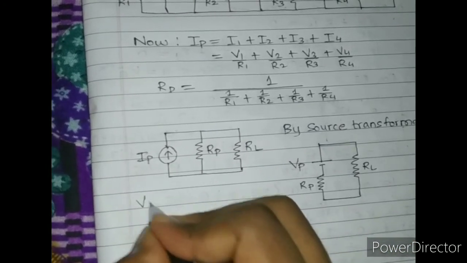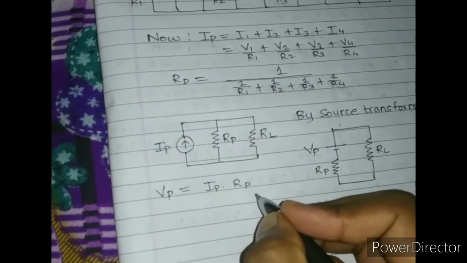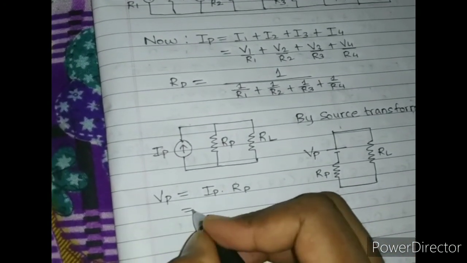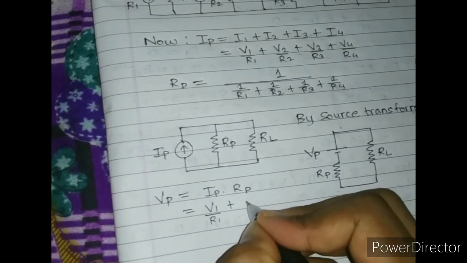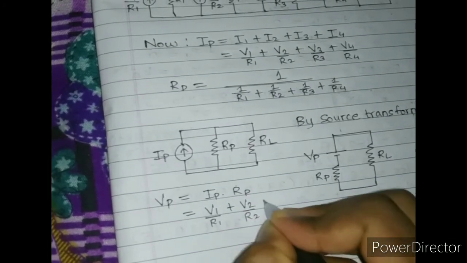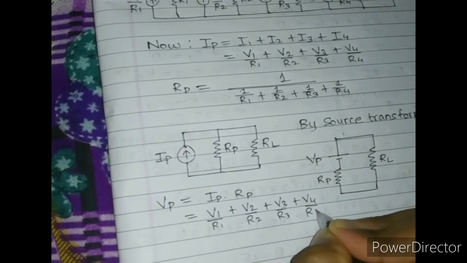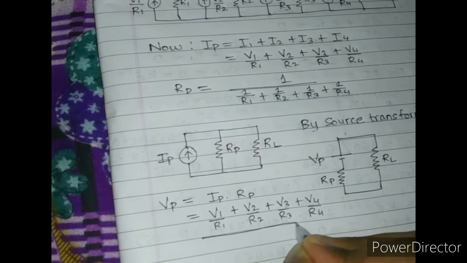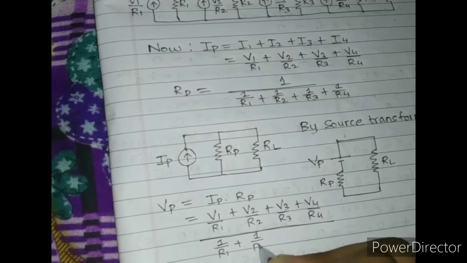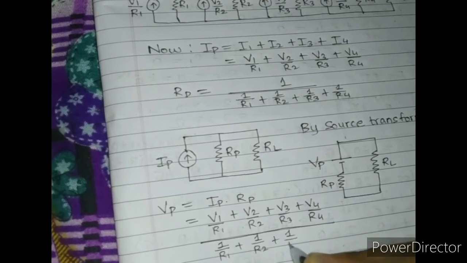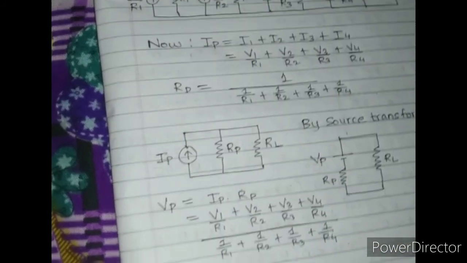Now Vp will be Ip into Rp, that is equal to V1 upon R1 plus V2 upon R2 plus V3 upon R3 plus V4 upon R4 divided by 1 upon R1 plus 1 upon R2 plus 1 upon R3 plus 1 upon R4. So this is the formula of Millman's theorem.